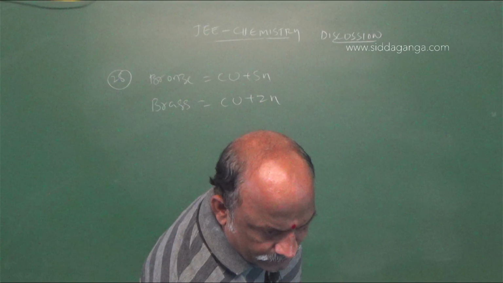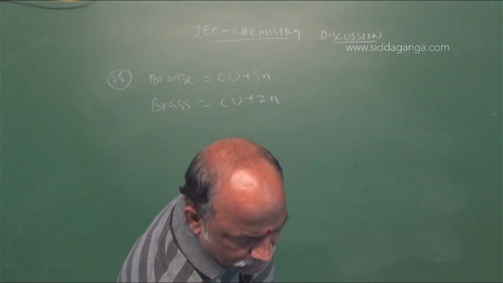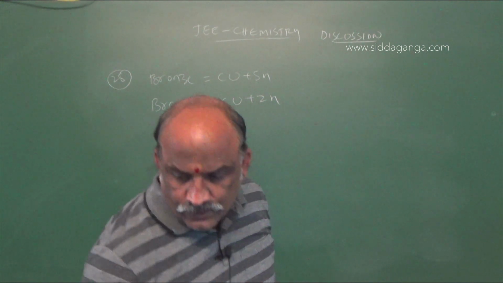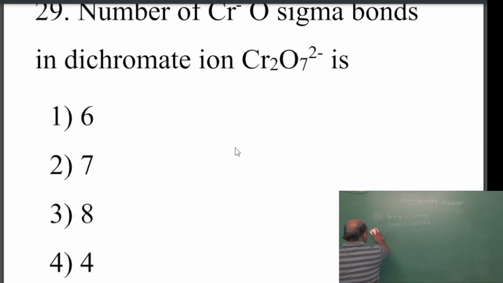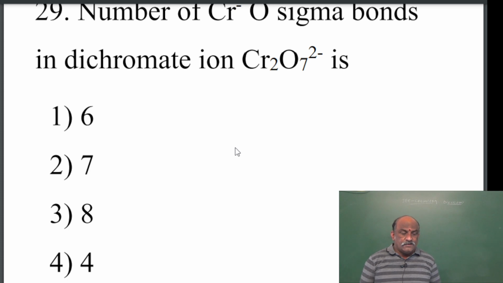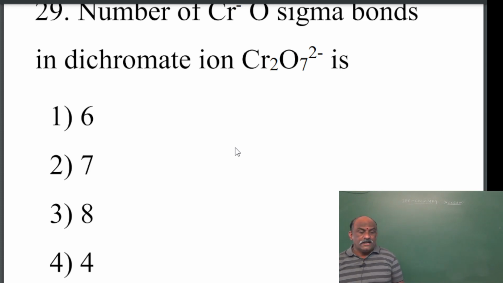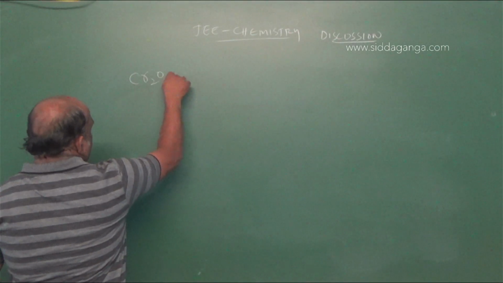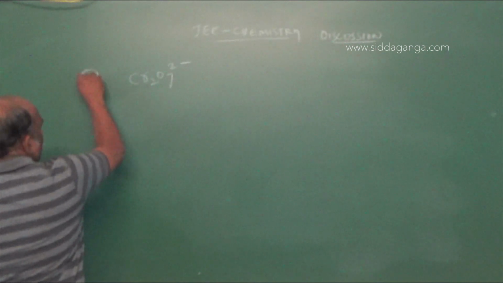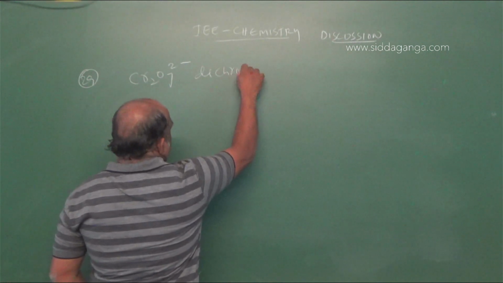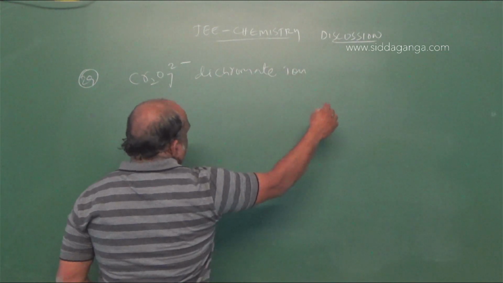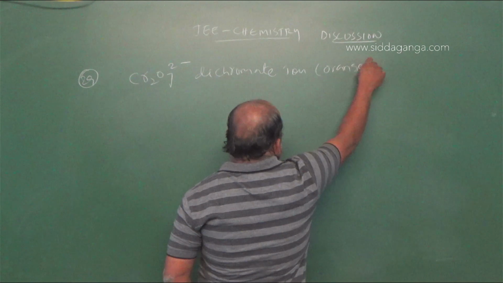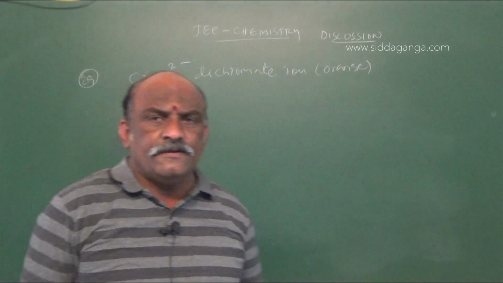Next question, number 29. Number of Cr–O sigma bonds in dichromate ion, Cr2O7 2 minus, is... Cr2O7 2 minus is called the dichromate ion, and it is orange in color.